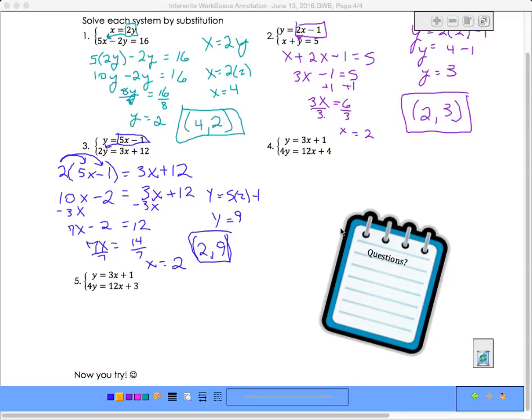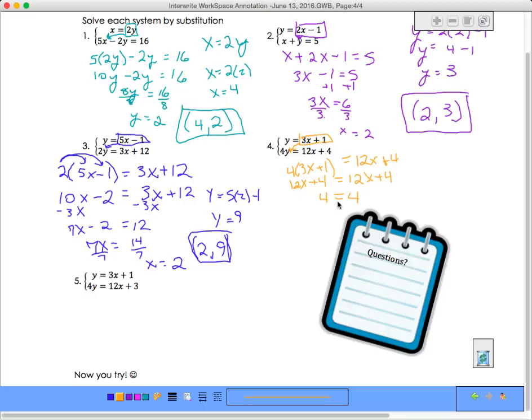Okay, now looking at the next example. Once again, this one's solved for y. Looks a lot like the last one. We're going to take that and plug that in for y. So we get 4 times 3x plus 1 equals 12x plus 4. Distributing here, we get 12x plus 4 equals 12x plus 4. We subtract the 12x from both sides, but it'll cancel on both sides. Both sides only have 12x. So I'll get 4 equals 4, which is always true.